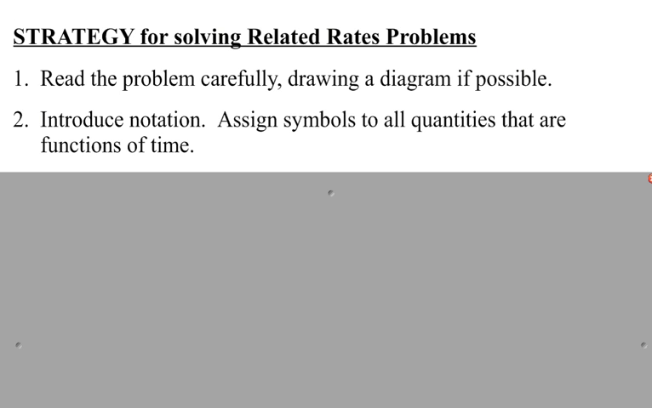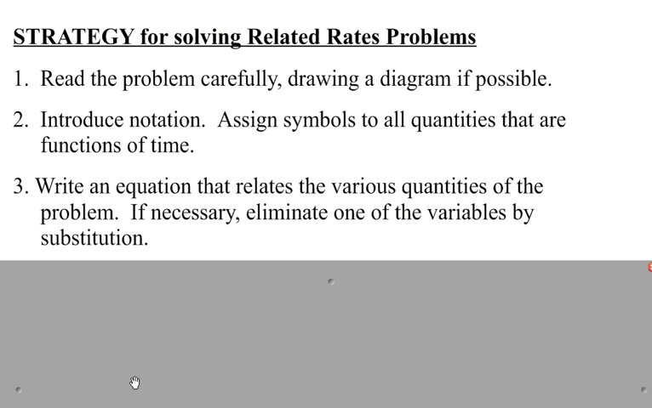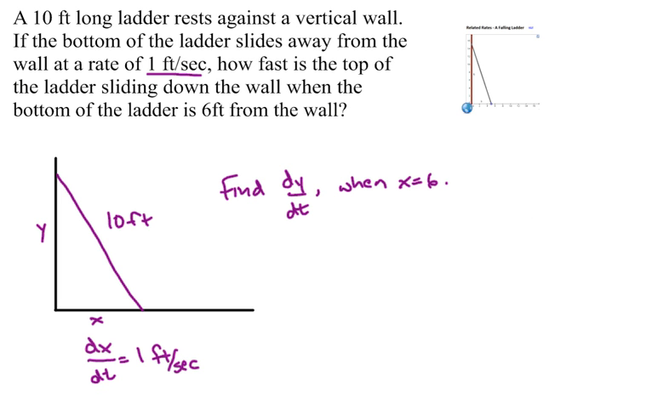All right, let's look at our next step. In our next step, we want to write an equation that relates the various quantities of the problem. If necessary, eliminate one of the variables by substitution. It's not until we get into the problem that we'll know whether we need to eliminate any variables. All right, so let's take a look here. I have x and y, and I have 10, and I'm seeing a right triangle. So it makes sense here to use x squared plus y squared equals 10 squared. And I don't have any extra variables because I have dx/dt here and dy/dt here. So I'm working with x and y. My equation has x and y.